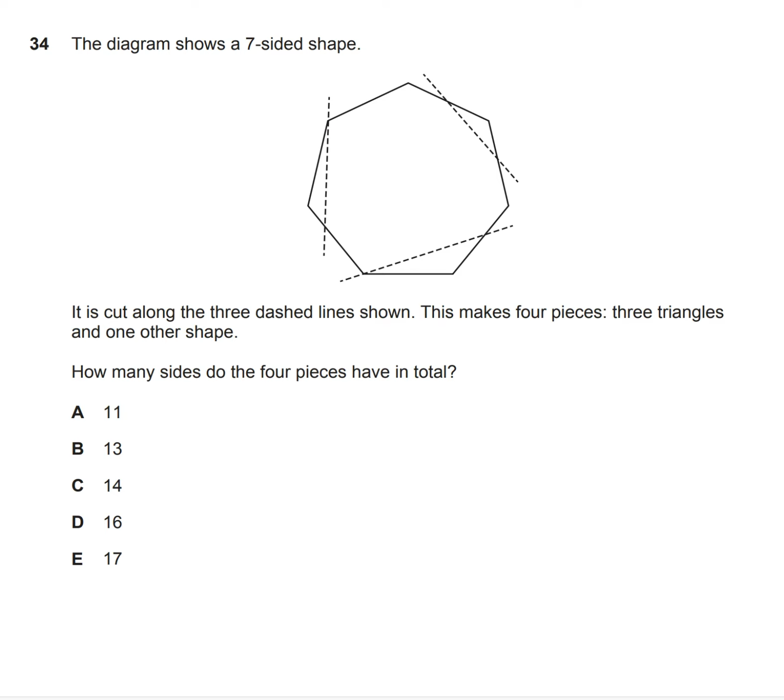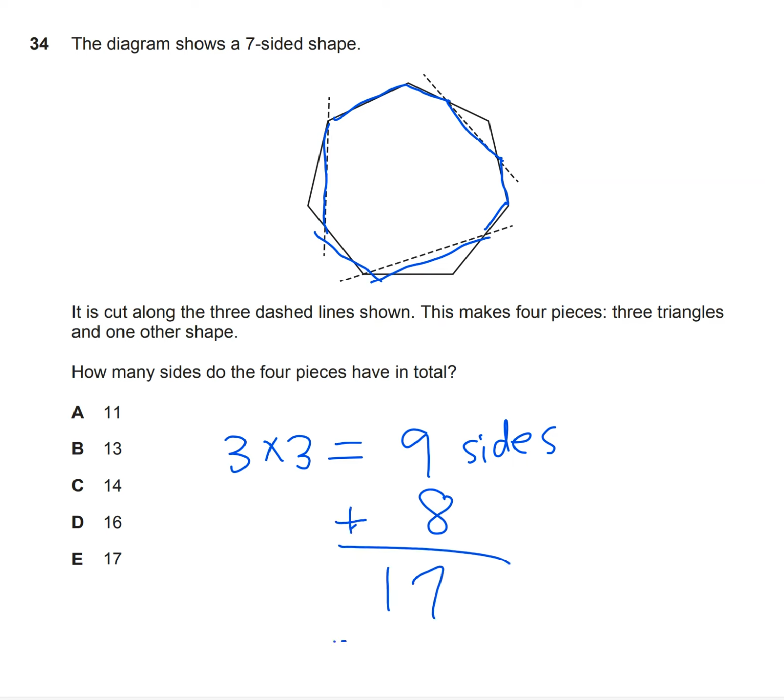Okay, so let's count. We have 1, 2, 3, 1, 2, 3, 1, 2, 3. So we have 3 lots of 3 for the triangles, which is 9 sides. Now, for the other shape here, we will count 1, 2, 3, 4, 5, 6, 7, 8. And we add it together and we get 17, which is option E.